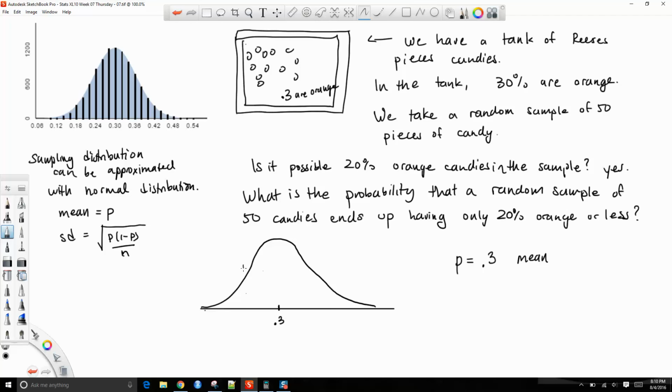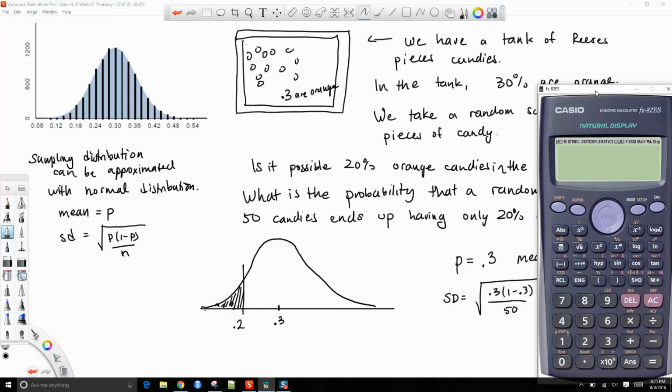And we want to know what's the probability that we're going to get 0.2 or less. What's the probability that a random sample of 50 candies ends up having only 20% orange or less? To figure that out, we need our standard deviation, which is the square root of p times 1 minus p over n. So I'm going to put in 0.3 times 1 minus 0.3, or that's 0.7, divided by 50, and I want to get the square root of that.